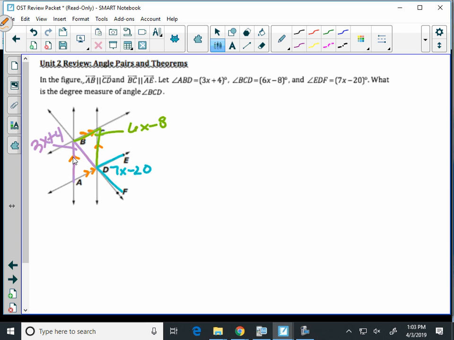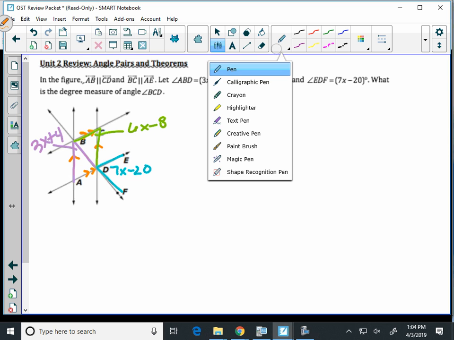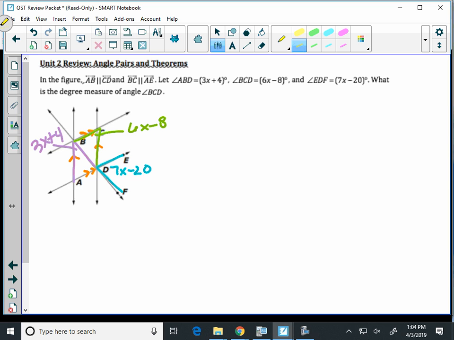Well, looking at this, I don't see any angles that match. I don't see any alternate interior angles between the three, or corresponding, or alternate exteriors, or same side interior between the three. I don't see any of those. So we have to move some things around. What I do notice, though, is right here, we have a triangle.